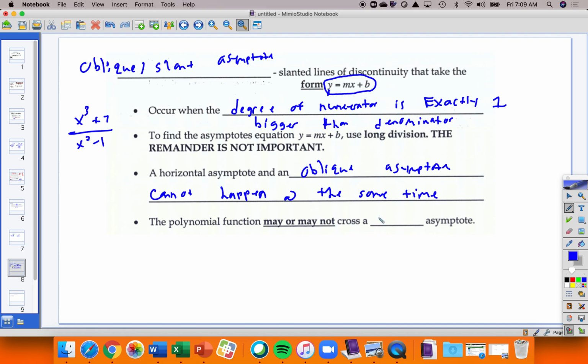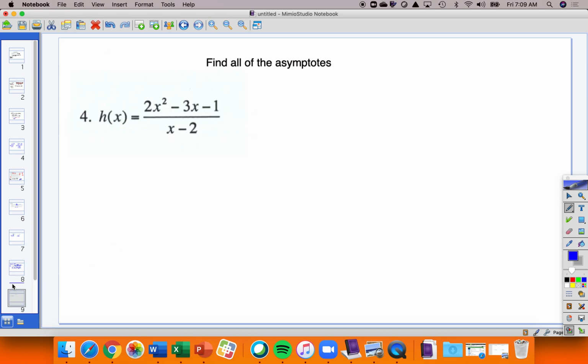And just like horizontal asymptotes, slant asymptotes may or may not be crossed. So it's possible to cross a slant asymptote. The only one you can't cross is a vertical asymptote. So let's find some asymptotes. Let's do one example together.